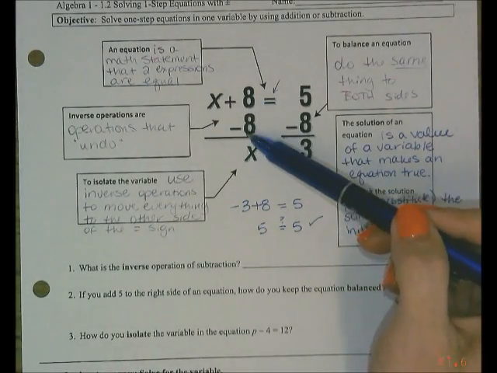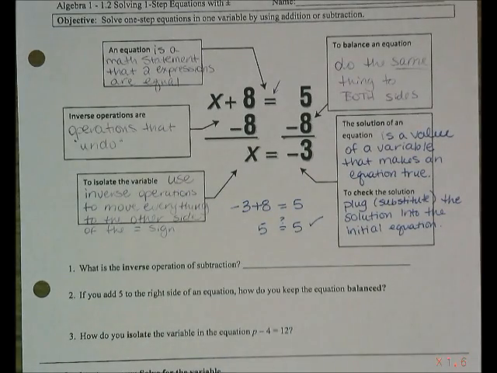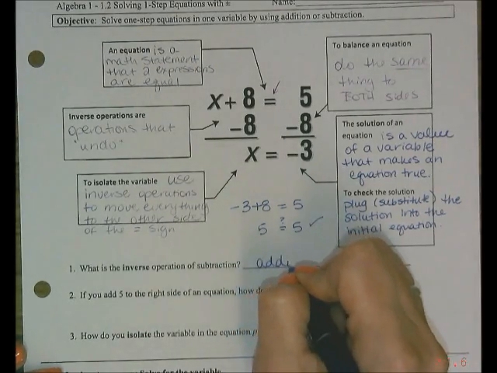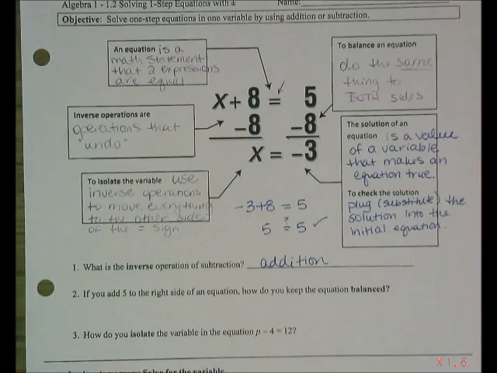So this equation, x plus 8 equals 5, was solved by using the inverse of addition, which is subtraction. Question 1 asks us, what is the inverse operation of subtraction? In other words, what's the opposite of subtraction? My guess is you're very familiar with the idea that addition is the opposite of subtraction.